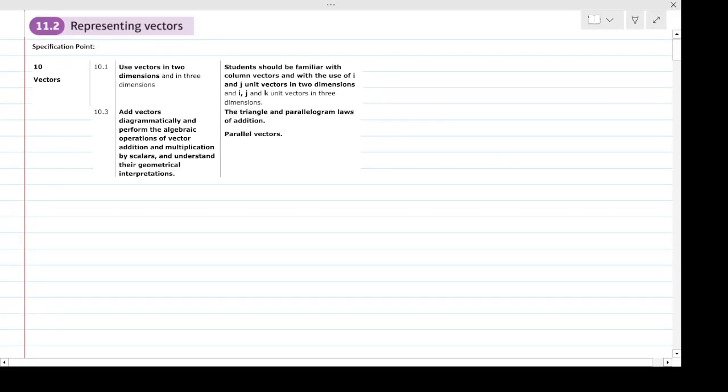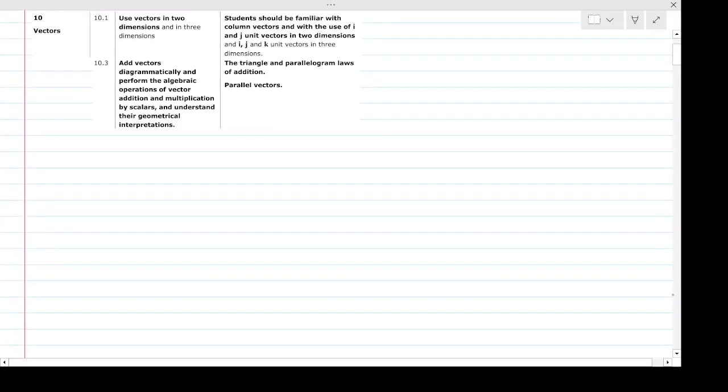Hello. So in this section, we'll be looking at the ways we can represent a vector. The first thing we're going to look at, a recap from GCSE, is column vectors. Say, for example, we had the vector A, and as a column, it's 4, 1.